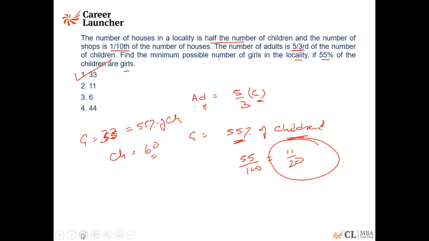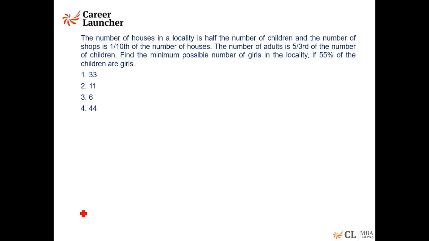Now such questions are typically done with the help of choices. Supposing it did not strike you that the answer should be a multiple of 3, start from the smallest choice, because the question is asking minimum possible number of girls. If girls is 6, that means the number of children should be equal to 6 upon 0.55, which is incorrect because the number of children cannot be a decimal. If it is 11, so how many children will be there? 11 upon 0.55, which is equal to 20.